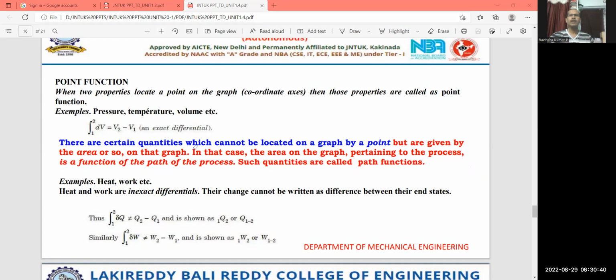There are certain quantities which cannot be located on a graph by a point, but are given by the area. On that graph, the area pertaining to the process is a function of the path of the process. Such quantities are called path functions. Examples are heat and work. These heat and work are inexact differentials, and they depend on the path of the system. Their change cannot be written as the difference between their end states. That's why heat and work are represented as inexact differentials, d bar W or d bar Q.